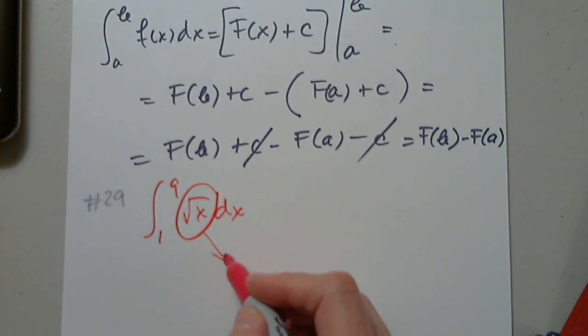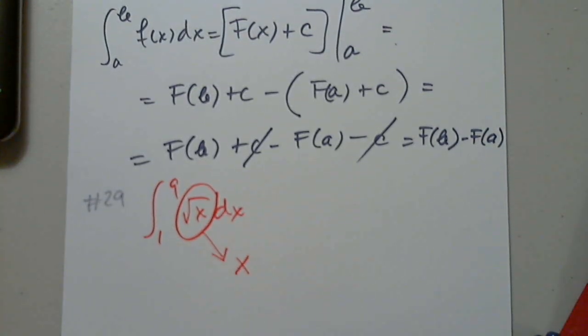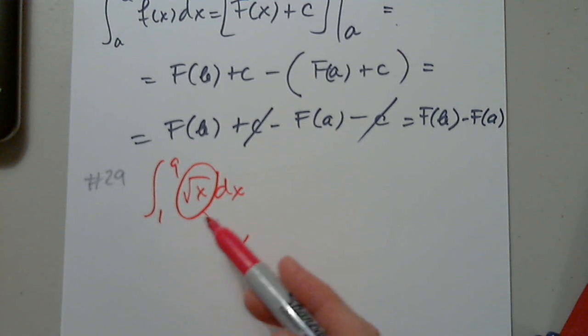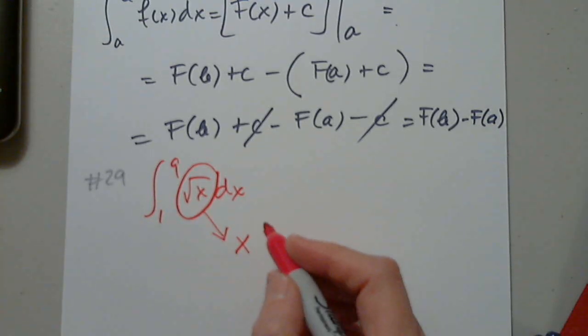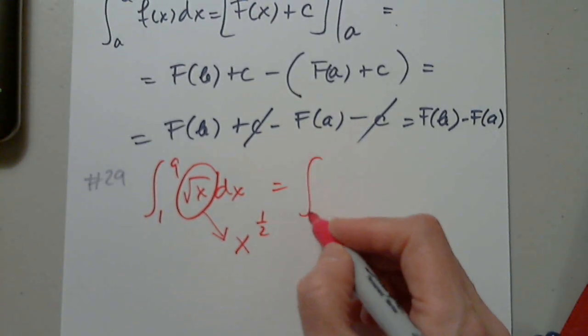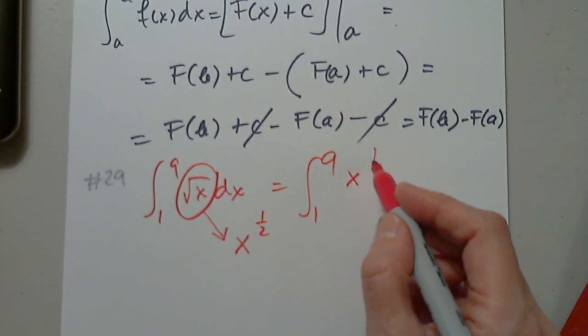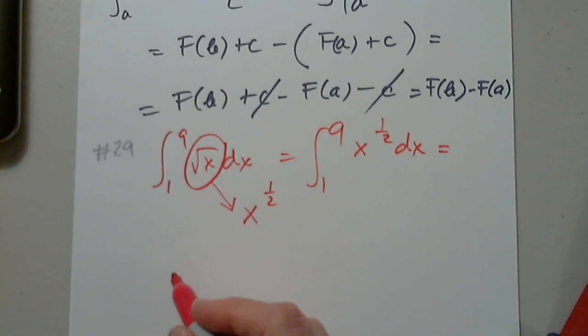Change this into a power. I know that all radicals are powers. What power is this one? A 1/2. Very good. So this is the same as the integral from 1 to 9 of x to the 1/2 dx.